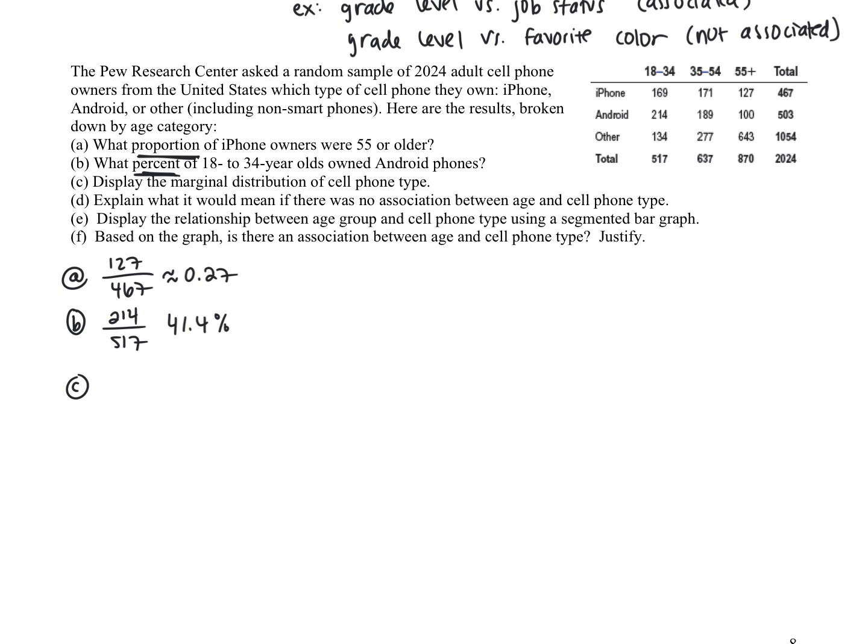Okay, so then C, display the marginal distribution of cell phone type. What that means is we only care about cell phone type. Age doesn't matter to us. So we can either do a segmented or just a plain old regular bar chart. I'm going to be honest, I don't really love segmented bar charts, so I don't make them unless I have to. So I'm going to make just a plain bar chart. So we have phone type. And like I told you, I prefer to do frequency because it's easier. So we have iPhones, Android, and other.